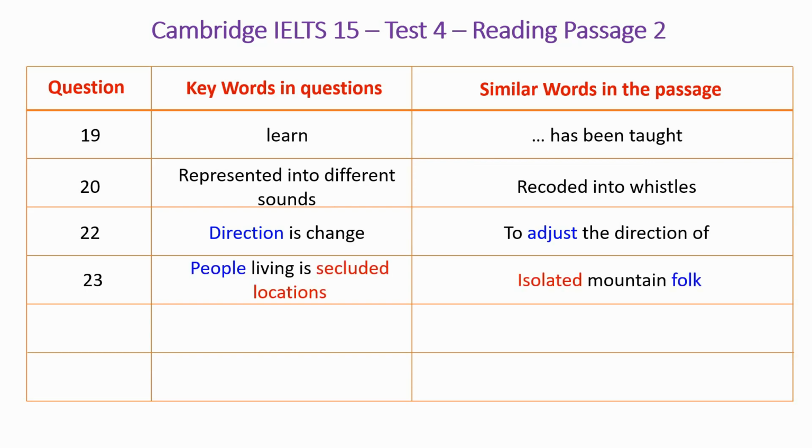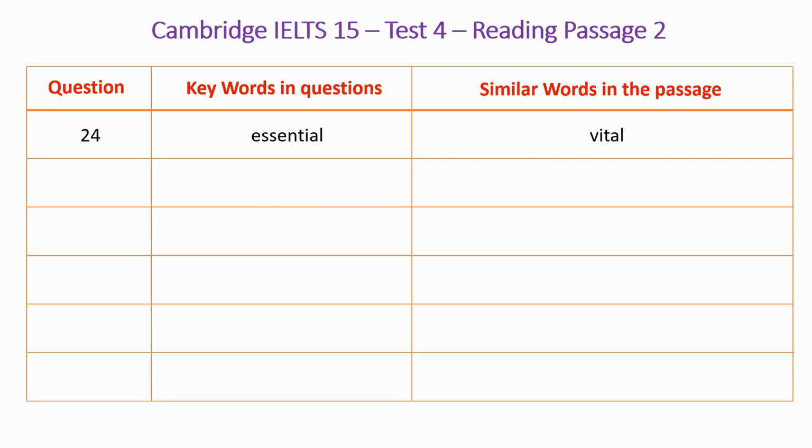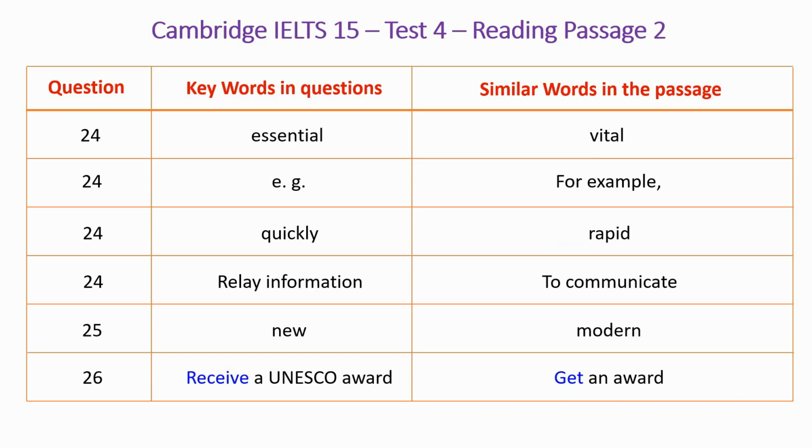People living in secluded locations, isolated mountain folk. You see the color code. Secluded locations means isolated, folk means people. Brief commands, short commands. Transmission of, to communicate. Essential, vital. E.g. means for example. Quickly, rapid. Relay information, to communicate. New, modern. Receive a UNESCO award, get an award.